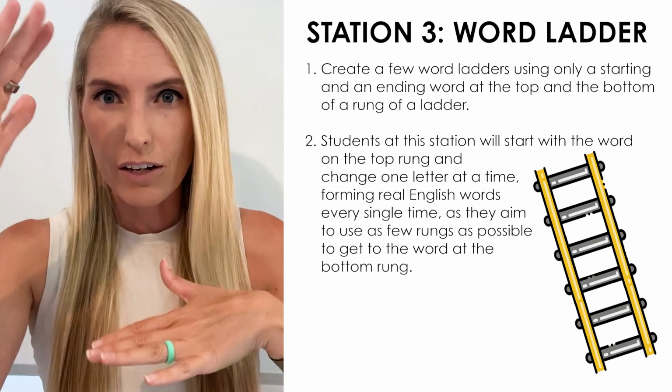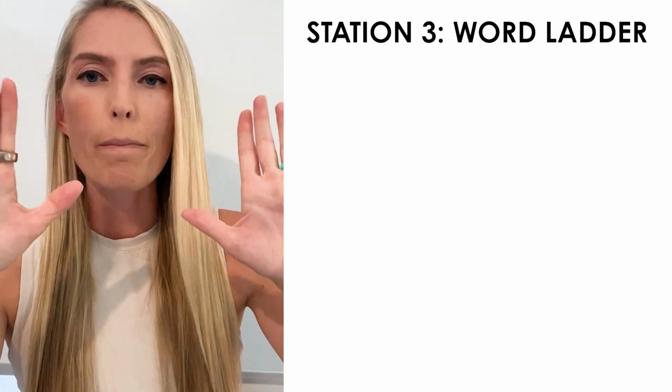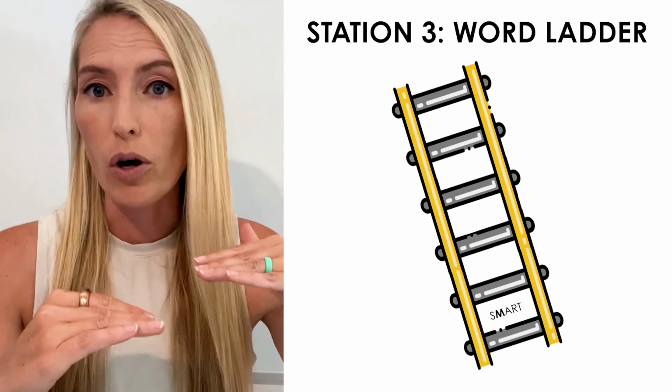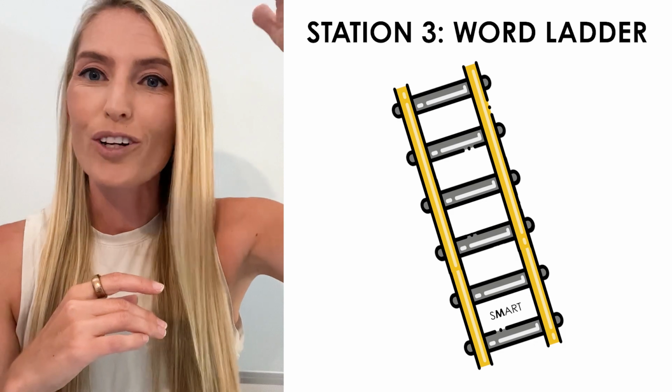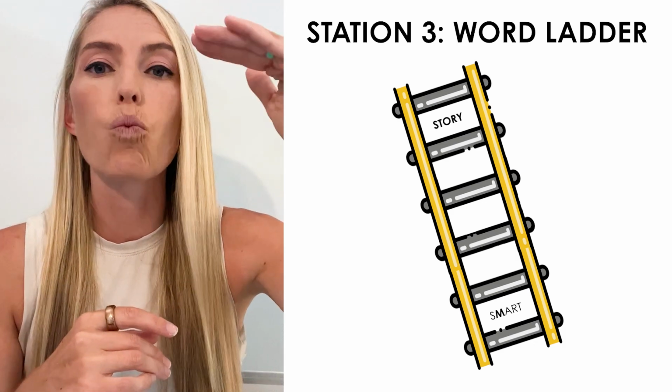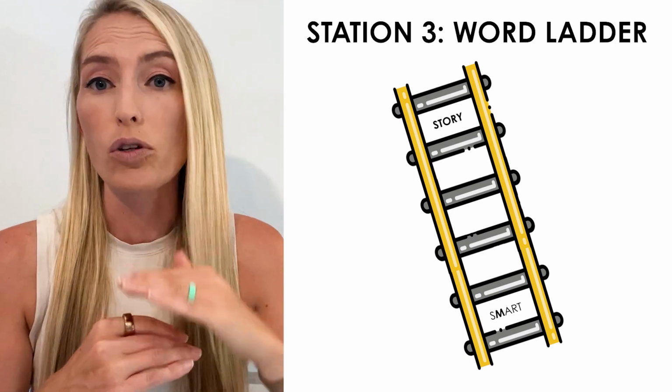Now, this might be easier if I give you kind of an example. So imagine a picture of a ladder with 5 rungs, and on the bottom rung, you would write the word smart. On the top rung, you would write the word story. Then students would start with the word story at the top and change one letter at a time until they can make the word smart.